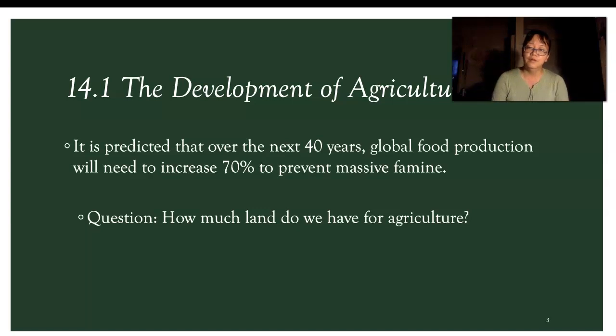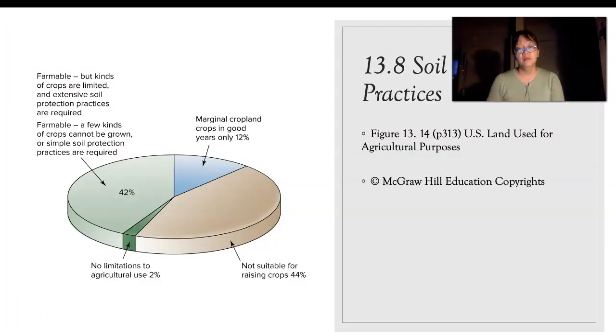So my question for you here is, how much land do we have for agriculture? This is a slide from the last chapter, and I want to mention again, not all the land is proper to produce crops. Almost half is not usable. And in the half that is usable, only 2% is unlimited use. Most of the land needs care and thorough management. It cannot produce food without stop.